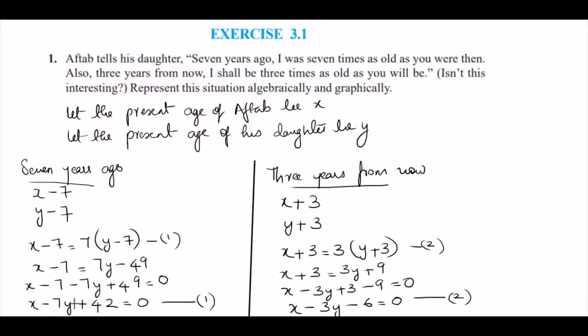So we have got a pair of linear equations in two variables, that is x minus 7y plus 42 equal to 0 is a linear equation in two variables, and x minus 3y minus 6 equal to 0 is the next linear equation in two variables. So we have represented the situation algebraically. Now let's represent this graphically.